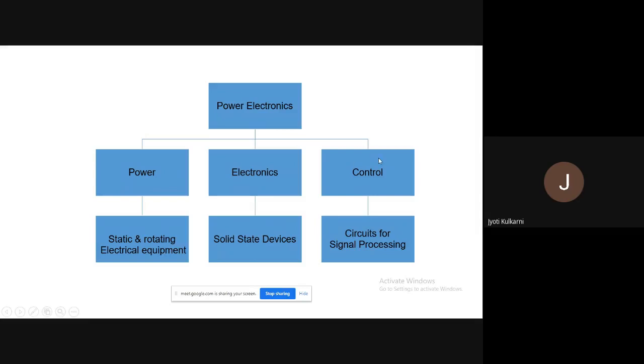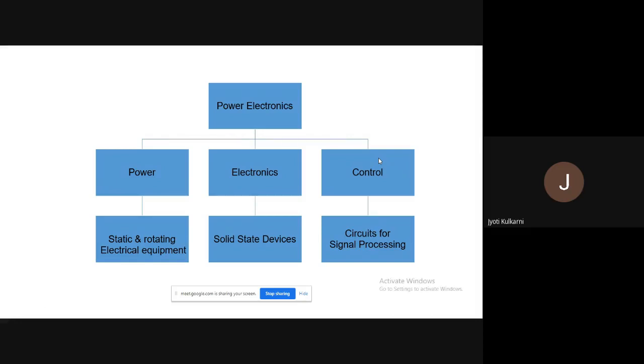And control. What does control mean? Under the control field, there are many branches involved. First, you can use your subjects like microcontrollers, to control the on and off operation of your power semiconductor devices. That is first logic. Second, you can use gate signals in the pure electronic field. You can use your analog circuits. You have studied op-amp. So you can use analog circuits to control that on and off switching.